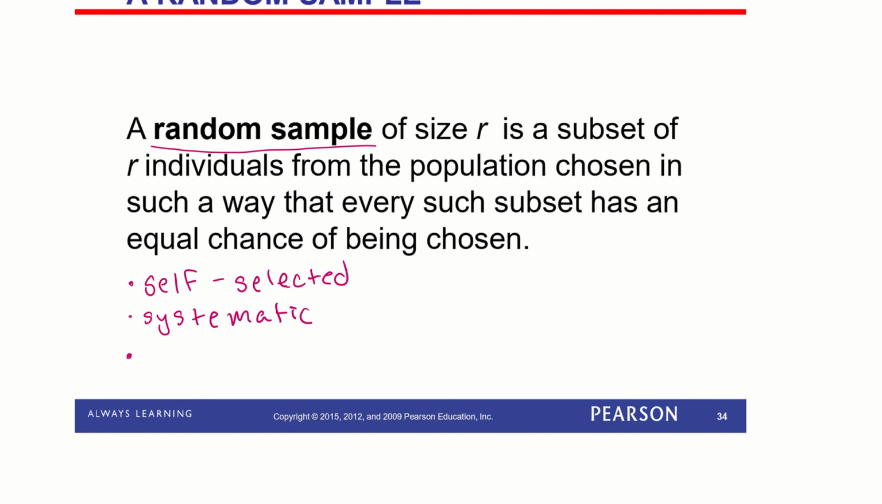And one of the other types is a convenient sample. Convenience, and it's pretty much exactly what it sounds like. It's going to be convenient for me to collect. A convenient sample for me would be the students that I have every single day in my classroom. It's easy for me to ask them a question, and it's easy for me to get a response.